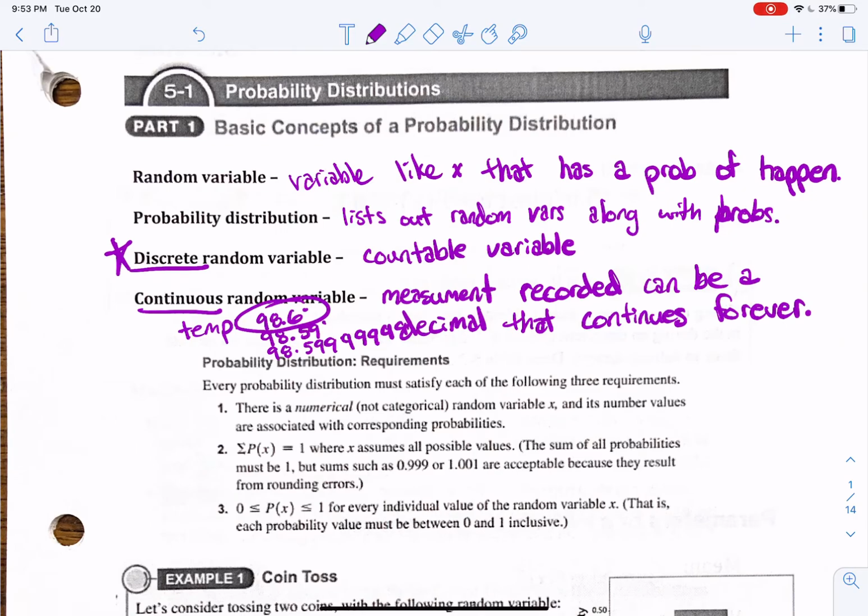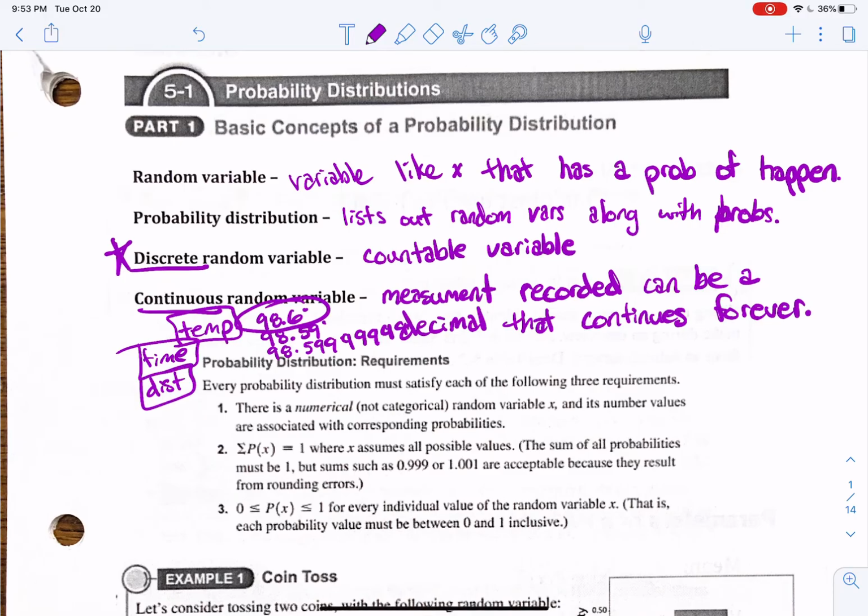Temperature is one of those. Time is another one, because you can have 30 seconds, or 30.1 seconds, or 30.11 seconds, or 30.111 seconds. So time is an infinite decimal number that continues on forever. Distance is the same way. And that's kind of how that goes.